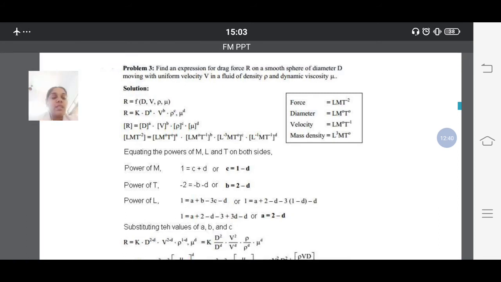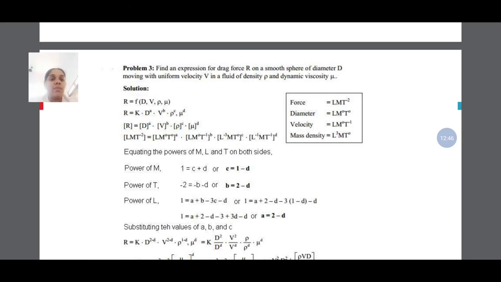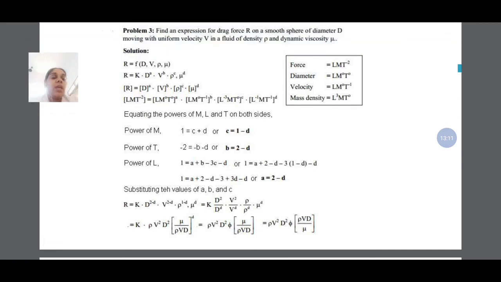And this term is written as a is equal to 2 minus d, which is simplified from 1 is equal to a plus 2 minus d minus 3. The third term is multiplied by 3. So 3 plus 3d minus d. This is simplified as a is equal to 2 minus d. So substitute a equal to 2 minus d, b equal to 2 minus d and c equal to 1 minus d. And for d there is no substitution, simply take the d as itself.